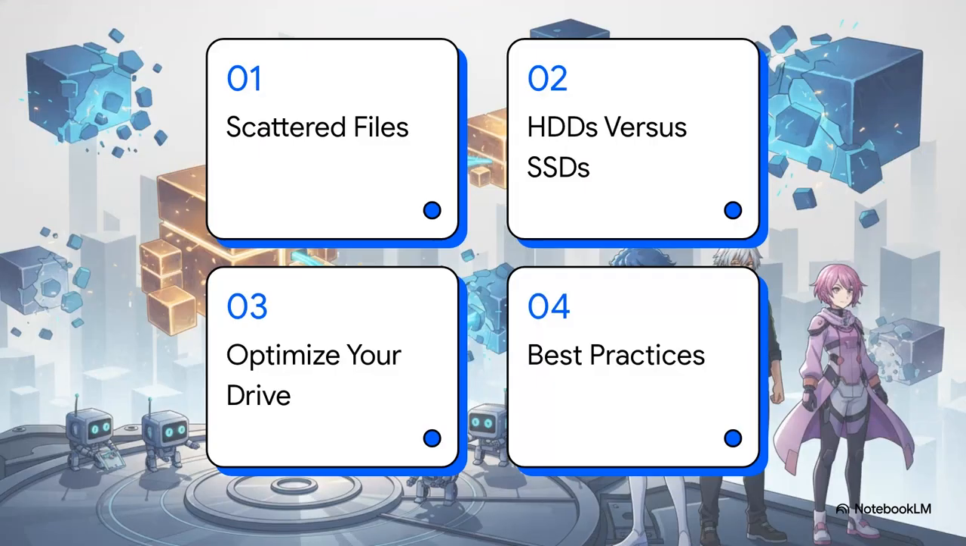So, to cure this digital slowdown, here's our roadmap for today. First, we'll look at the problem of scattered files. Second, we'll break down HDDs versus SSDs. Third, we'll show you exactly how to optimize your drive. And finally, we'll wrap up with some best practices for disk health.